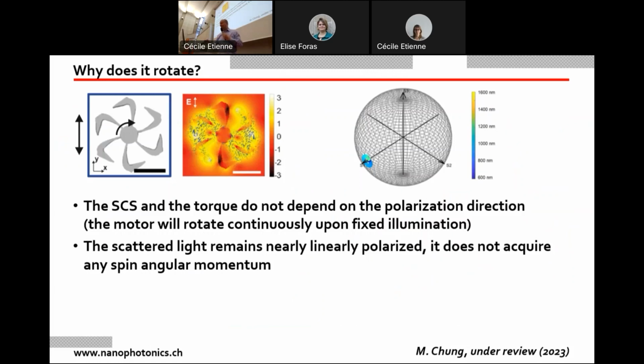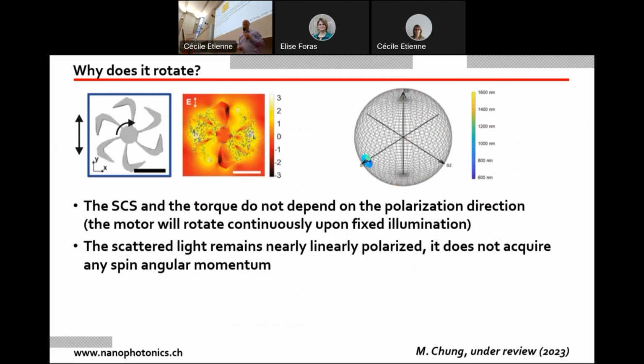So we looked here at the Poincaré sphere. Circular polarization in the Poincaré sphere should be here and here. And we see that the scattered light, as a function of the wavelength that's color-coded, remains perfectly linear. So this scattered light is perfectly linear.